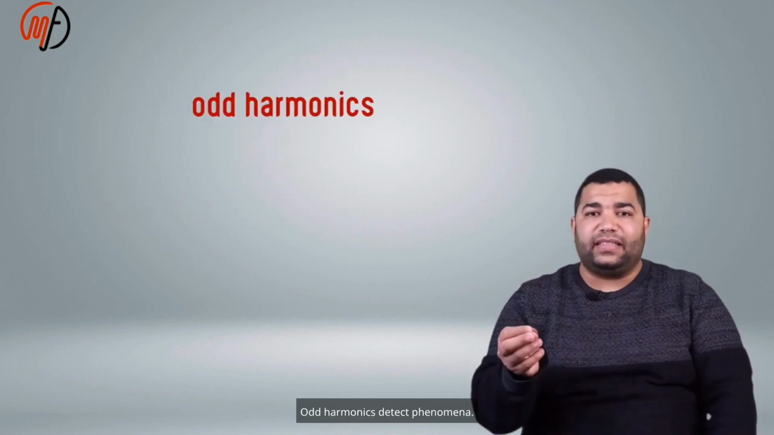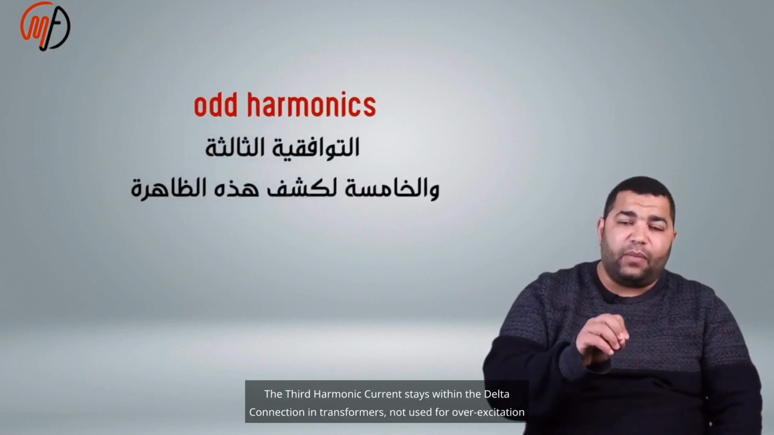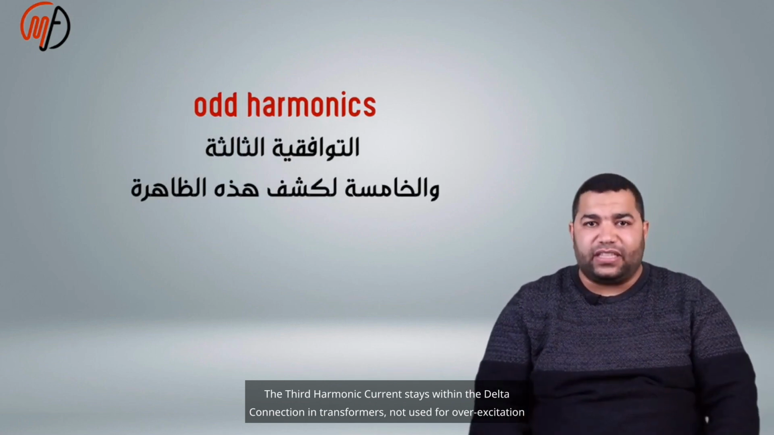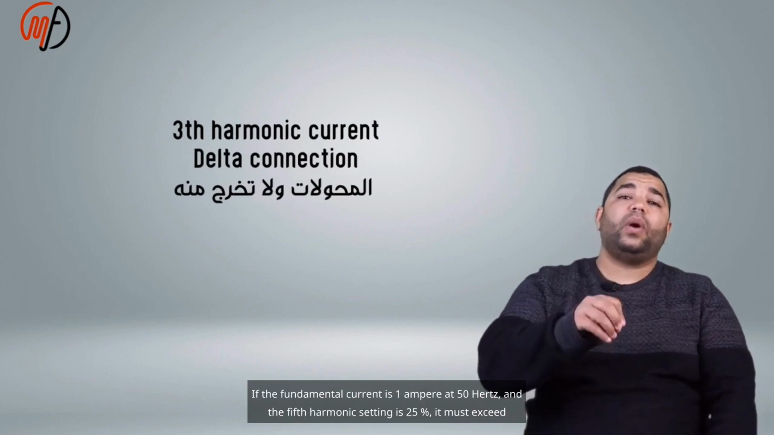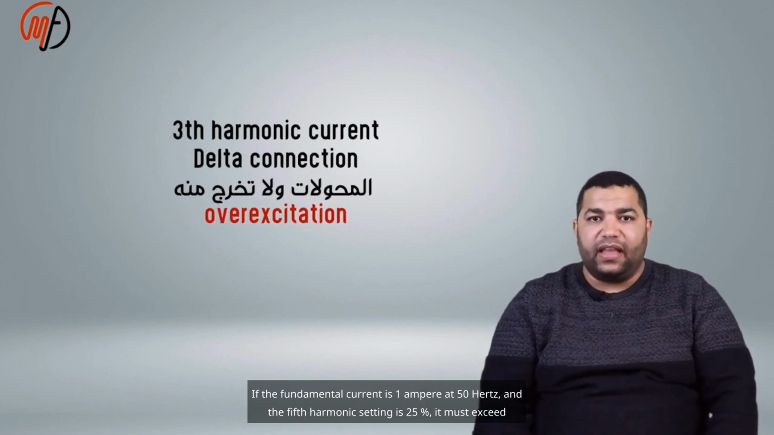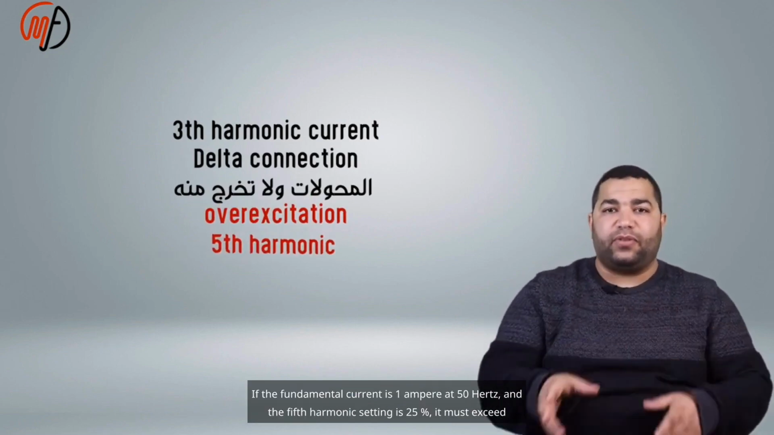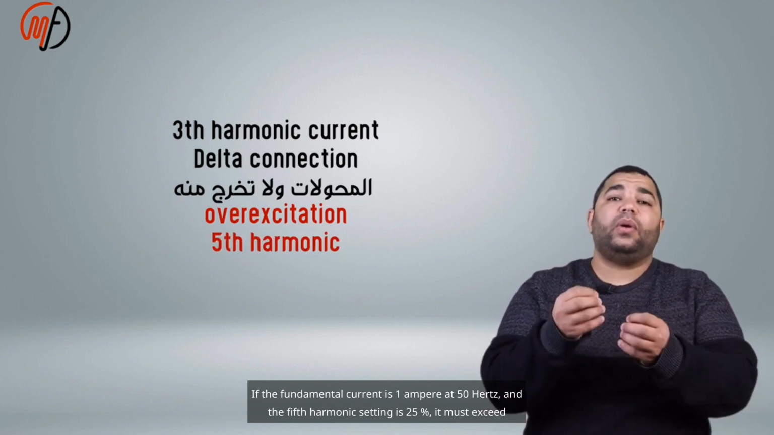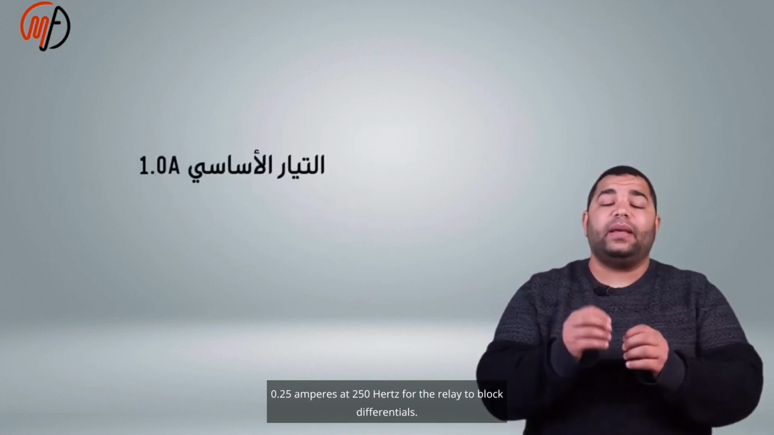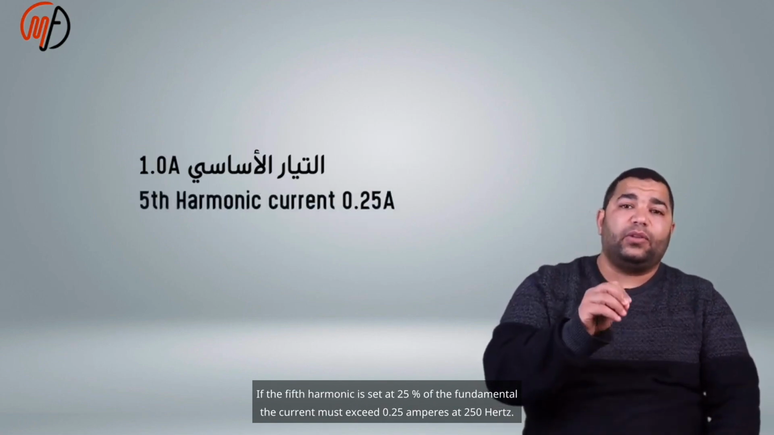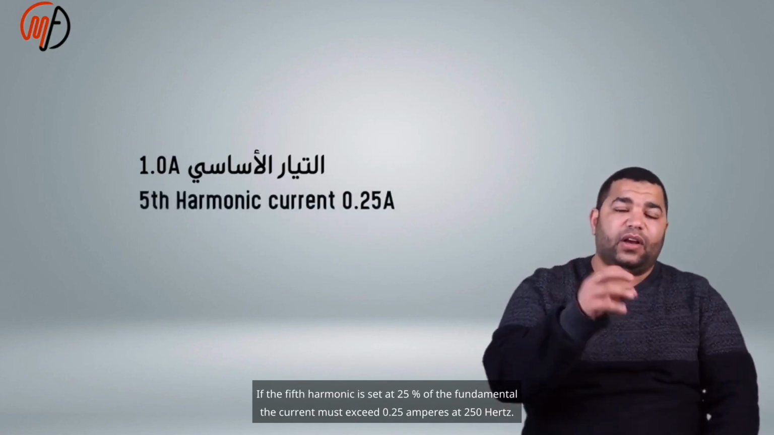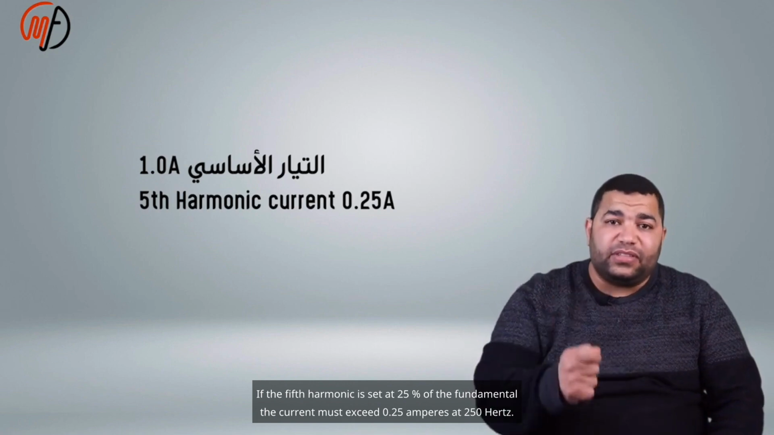Odd harmonics detect these phenomena. The third harmonic current stays within the delta connection in transformers, so it is not used for overexcitation detection. If the fundamental current is 1 ampere at 50 Hz and the fifth harmonic setting is 25%, the fifth harmonic must exceed 0.25 amperes at 250 Hz for the relay to block the differential.